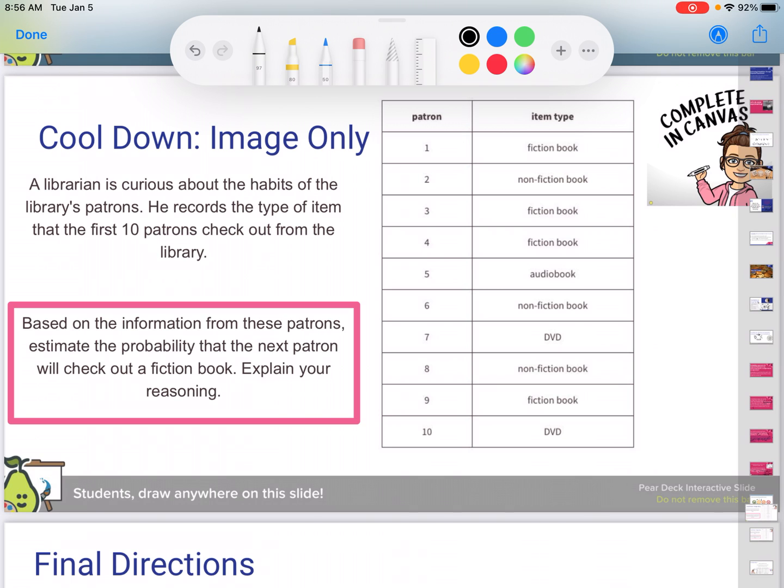So the librarian is curious about the habits of the library's patrons. He records the type of item that the first 10 patrons check out from the library. Based on the information from these patrons, estimate the probability that the next patron will check out a fiction book. Explain your reasoning. They're telling you the item type, and they're telling you that there were 10 people. So they want to know what is the probability that the next person is going to check out a fiction book. So they give you all the different types of things people have checked out.